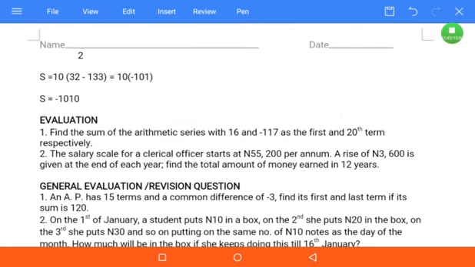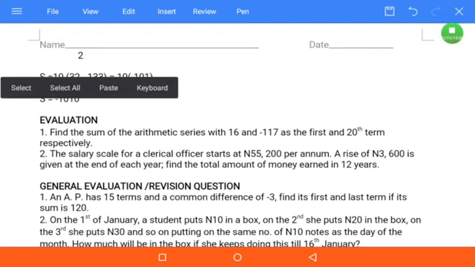I believe that is clear. Okay, having that understanding, we have some evaluation to do here. Number 1 says, find the sum of the AP series with 16 and minus 117 as the first and 20th term, respectively. That's very simple. You are given 16 as the first term, and you are given the 20th term. Can you see? Minus 117.